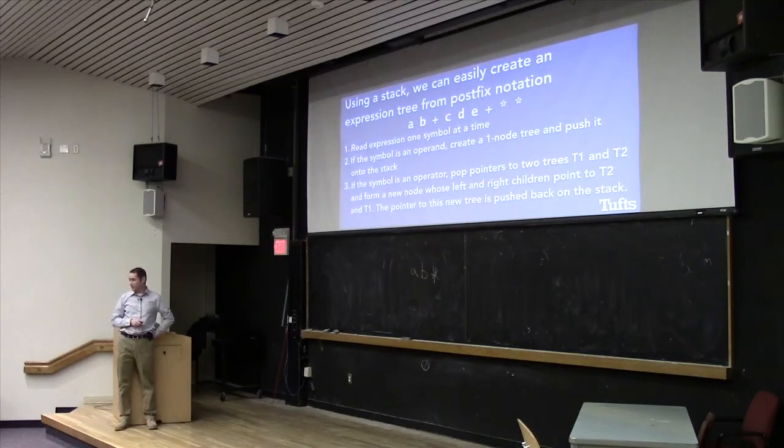Here's the algorithm for this. Read the expression one symbol at a time. We always do that, right? These are the symbols that we're going to input. We're going to read A, then B, then plus, etc. If the symbol is an operand, and an operand is like a letter in this case, not an operator, create a one-node tree and push it onto the stack. We have to use a stack for this because of the order of the way we're doing it. You'll see how it works out. It's actually fairly simple. But we're going to push the operand onto a stack.